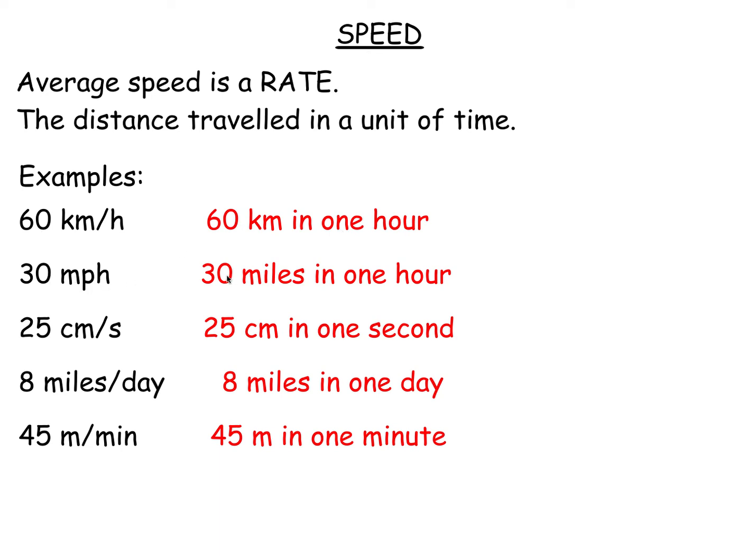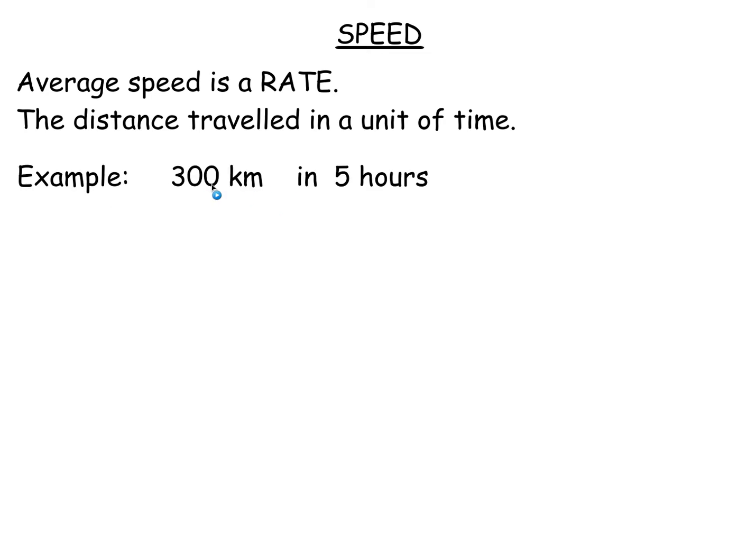30 miles per hour means you travel 30 miles in 1 hour. 25 centimeters per second means you travel 25 centimeters in 1 second, and so on. So when we have 300 kilometers in 5 hours, the ratio there is 300 to 5, and we would simplify that ratio down so it becomes, in this case, 60 to 1. If I divide both of these by 5, I reduce the distance to 60 kilometers and the time to 1 hour. So I've got how far we travel in 1 hour. That's the way we like to quote speeds, how far you travel in 1 unit of time.